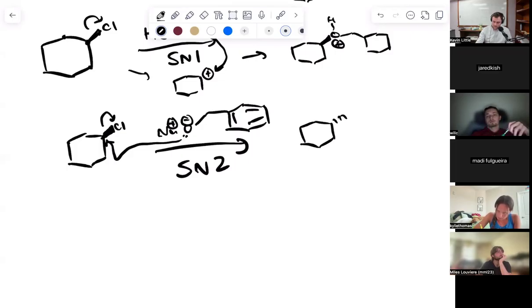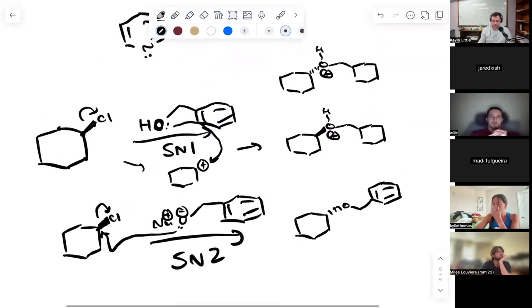So when it substitutes, I get this. I exclusively get the dash version with SN2 because it approaches at the same time that the leaving group is still there. So the leaving group is blocking the wedge face, so it can only add on the dash side. But when I have a carbocation, when the leaving group's already left, it can approach from either side. Okay, I understand. Thank you. Yes.